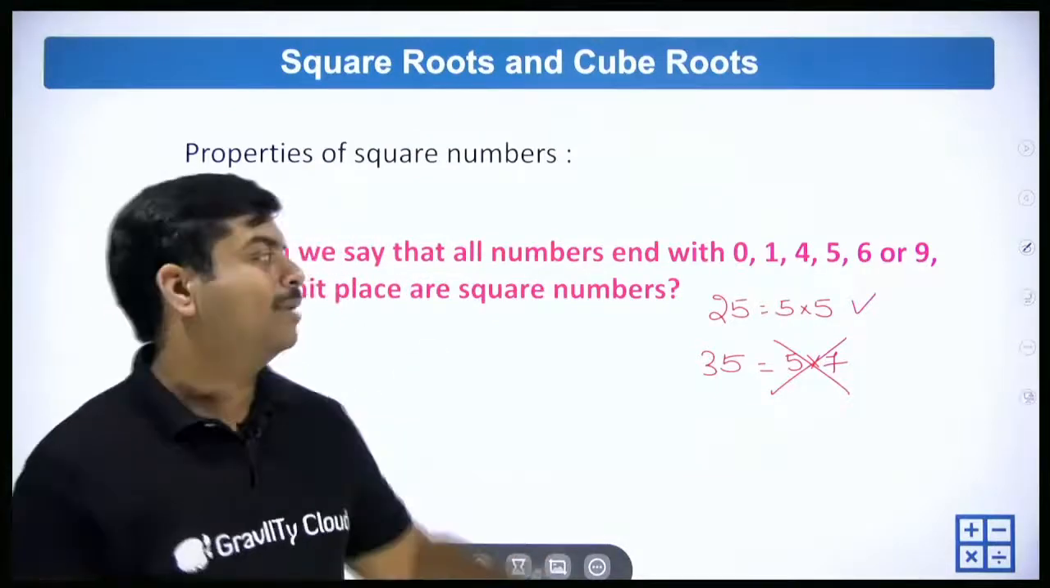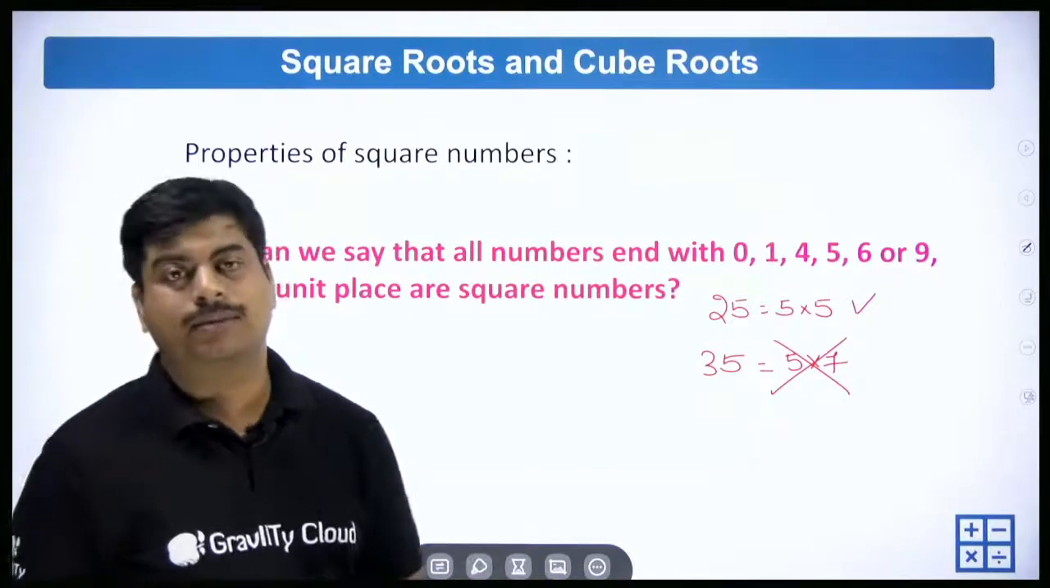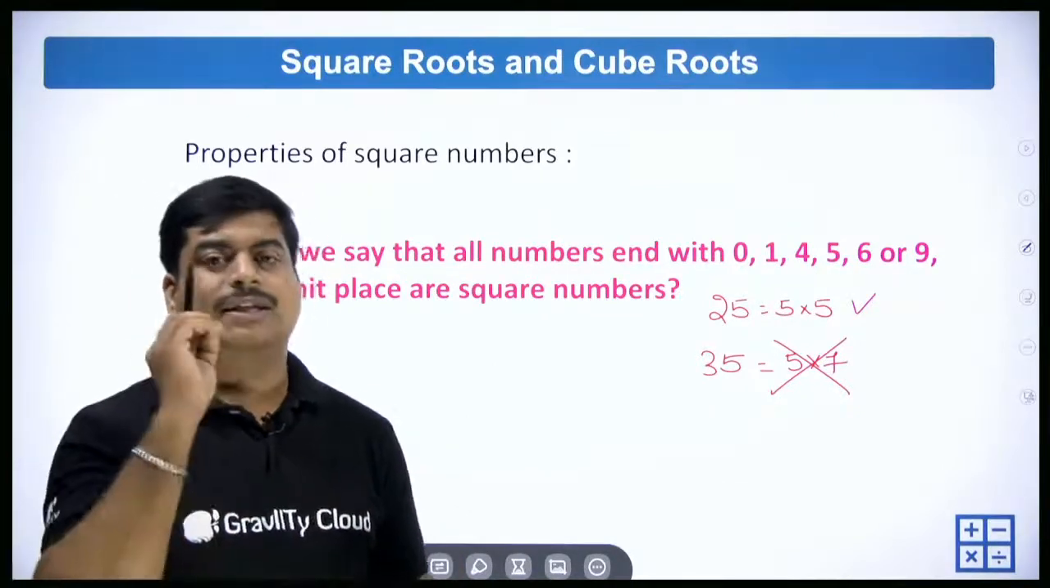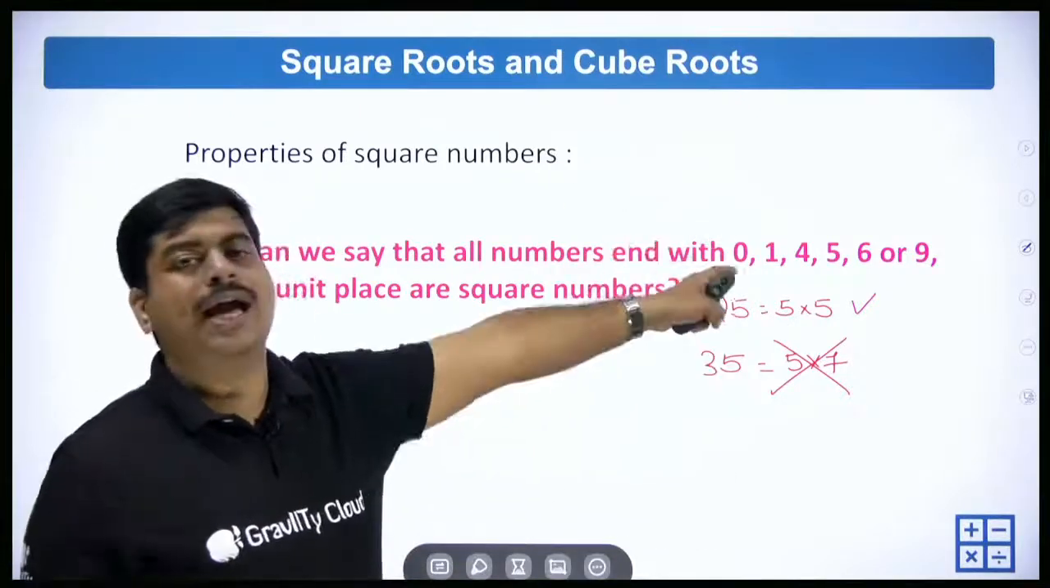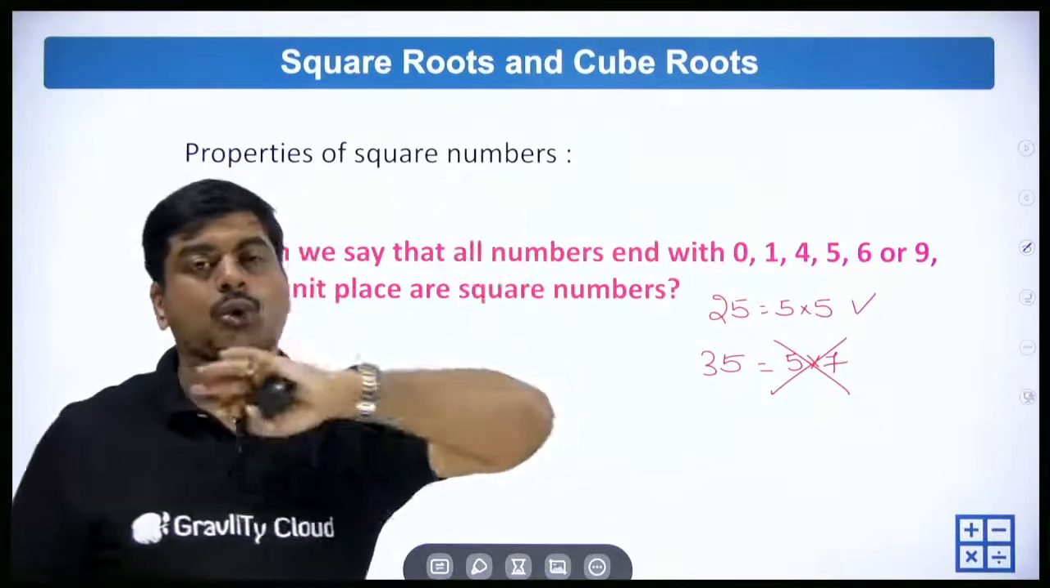Not all the numbers ending with 0, 1, 4, 5, 6, 9 are perfect square numbers. Not all, only a few. But if it is a square number, definitely it should end with these 6 digits: 0, 1, 4, 5, 6, 9, no other number.